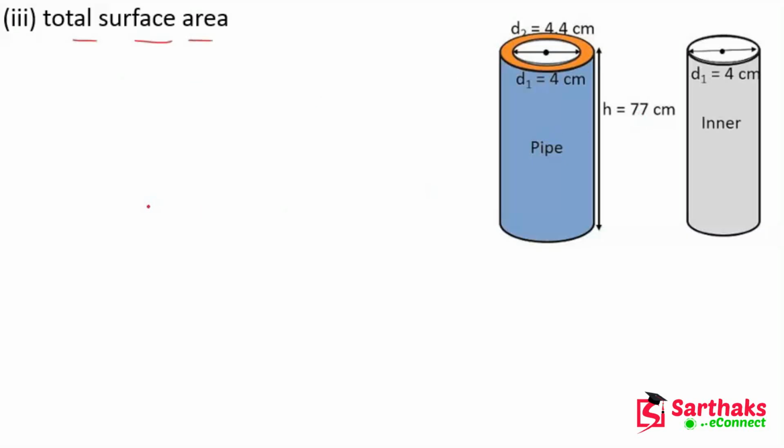So the total surface area. Now we have to find the total surface area. So what is total surface area? Here you can see that curved surface area of inner cylinder plus curved surface area of outer cylinder plus 2 into area of base, meaning we have to find the area of the circular base. We have to add this also. So here we have r1, the inner radius, 2 centimeter; r2, the outer radius, 2.2 centimeter; and h, the height of cylinder, 77 centimeters.